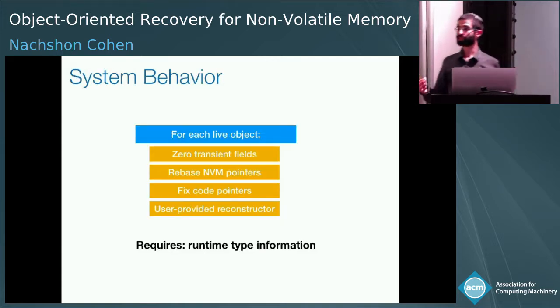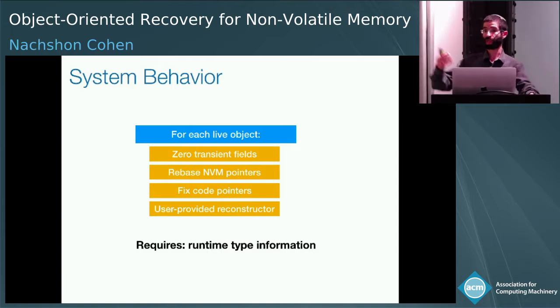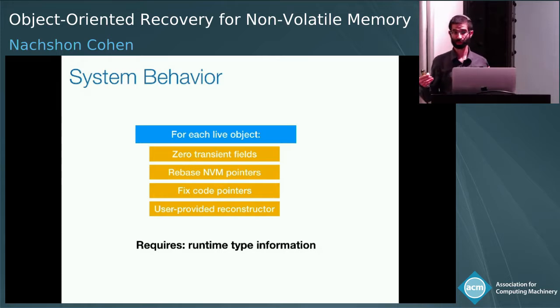So how does all this magic work? From the system perspective, what we really need to do during recovery is iterate over every live object in the heap, and then zero transient fields, rebase NVM pointers, fix the code pointers, like function pointers and virtual table pointers, and then execute the user-provided reconstructor.